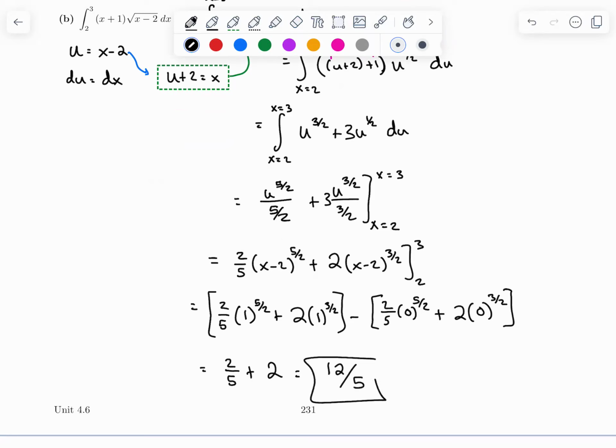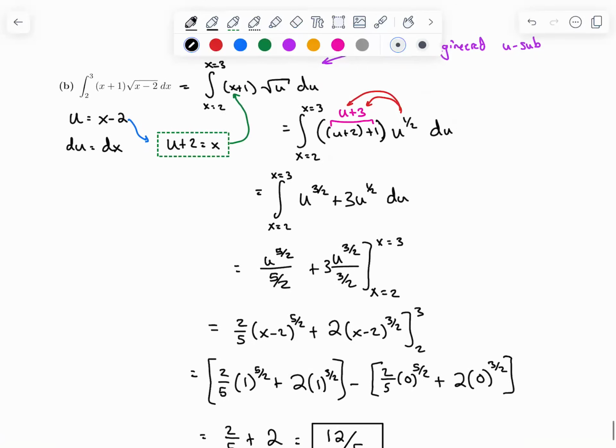Let's talk through it, especially since I made that stupid error. This is an example of why I don't really like to use option 2 unless I have to, because now I have to rewrite it as x minus 2 to the 5/2. It takes a little bit longer. Whereas if you change the bounds, it's just the integral from 0 to 1, and it becomes a lot faster. But at the end of the day, it will not matter too much.